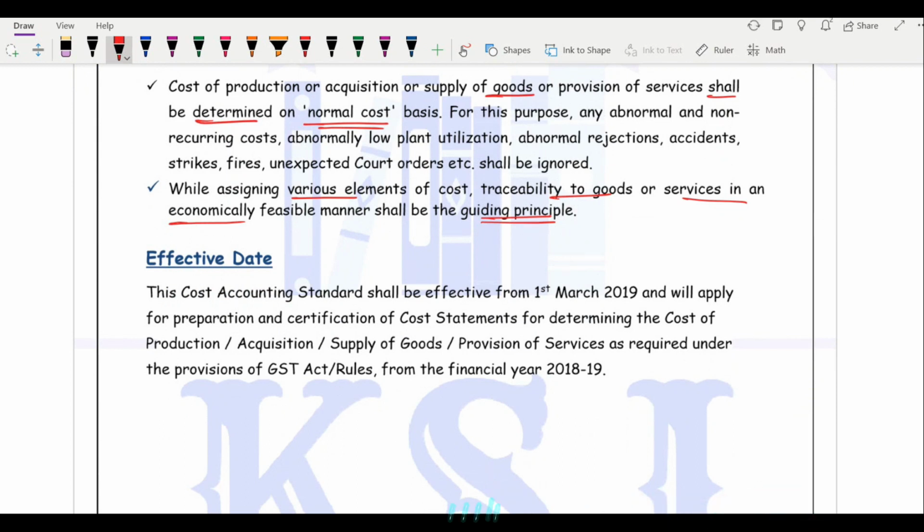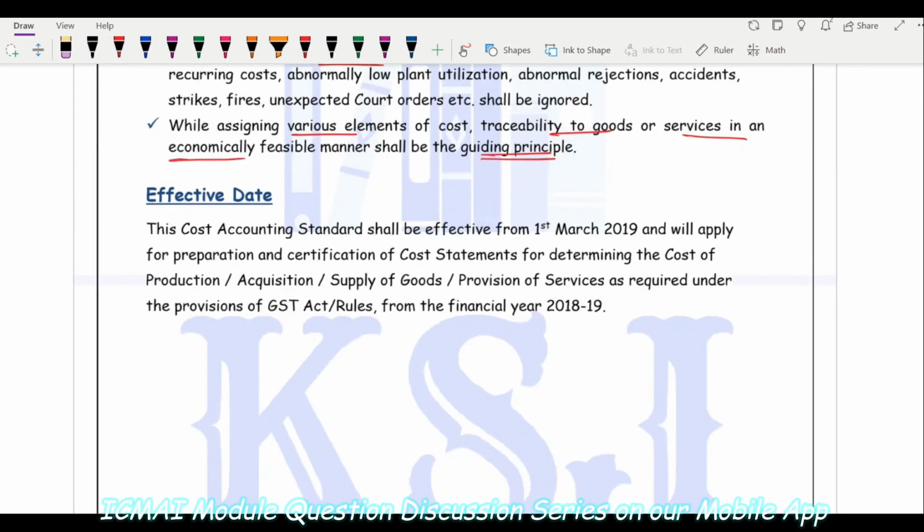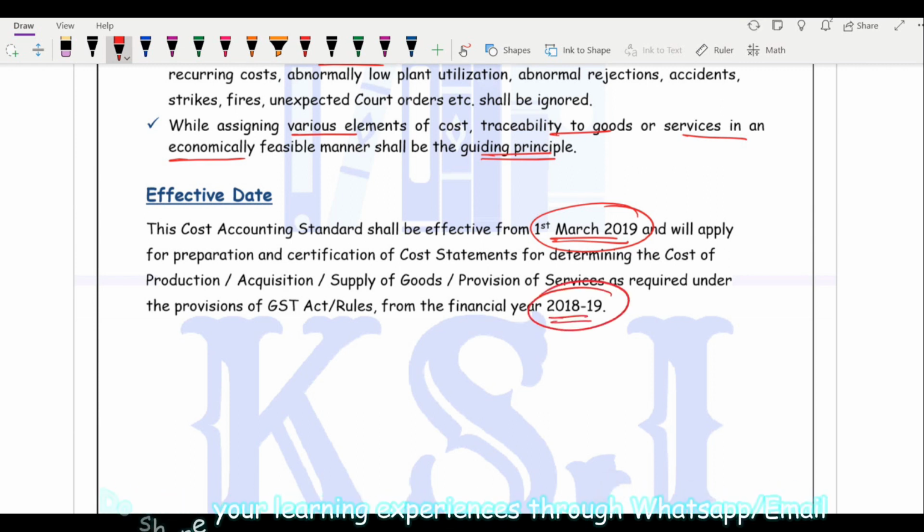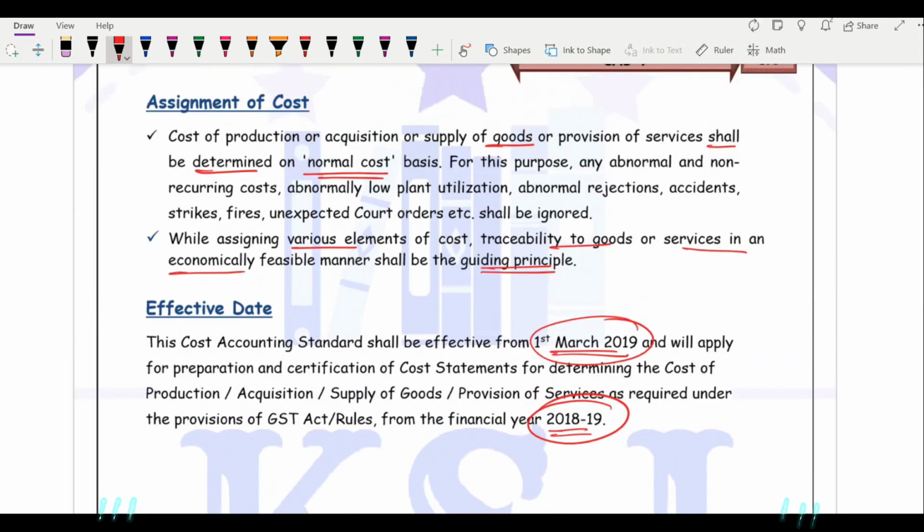While assigning the various elements, traceability to goods and services in an economically feasible manner shall be the guiding principle. Effective date is 1st of March 2019, and it will apply for the preparation and certification of the cost accounting statements for determining the cost of production, acquisition, supply of goods, provision of services as required under the provision of GST Act or rules from the financial year 18-19, right? So earlier it was captive consumption, then after the introduction of GST in 2017, this cost accounting standard was revised, right?